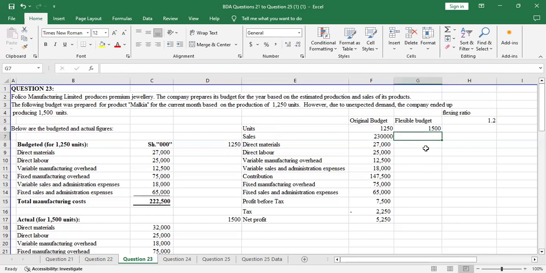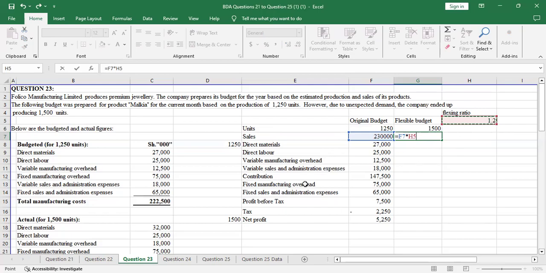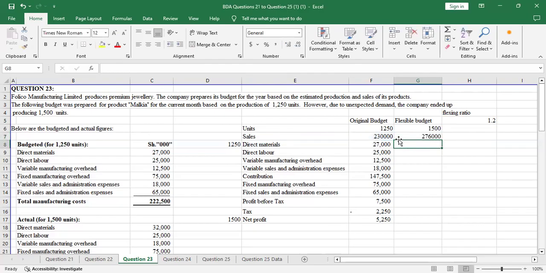So I'll start with the sales. So I'll pick this and I'll multiply by the flex factor. And because the flex factor is constant all the way, I'll lock it completely. This helps in saving time. You don't have to do everything individually. Then I'll also lock the column F. Then I'll enter. So I'll have 276,000 as the sales. Yeah, so I'll just drag this all the way up to variable sales and administration expenses.